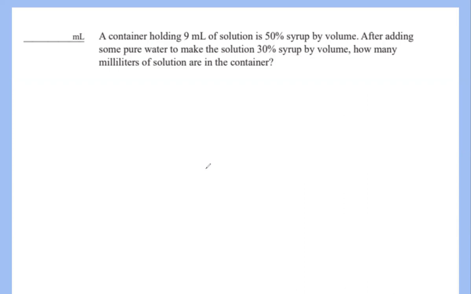Target round number 7. So we have a container holding 9 milliliters of solution. 50% of this is syrup. And after adding some pure water to get 30% syrup by volume, how many milliliters of the solution are in the container? So it's a straightforward problem.